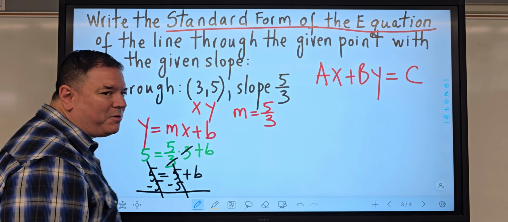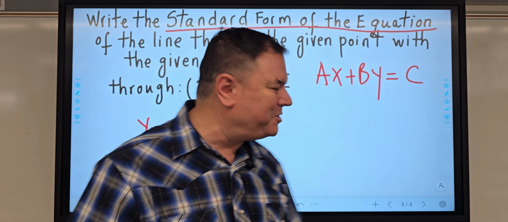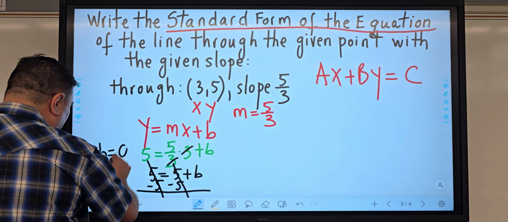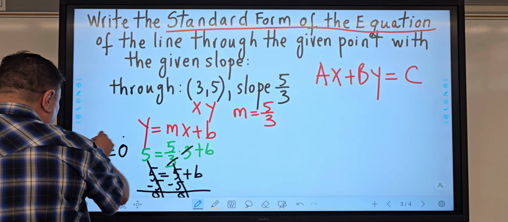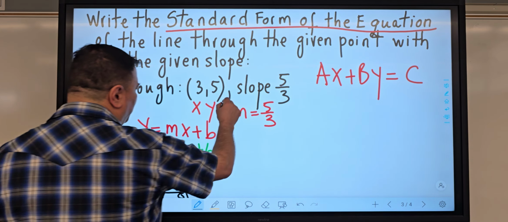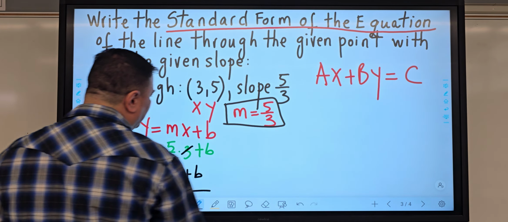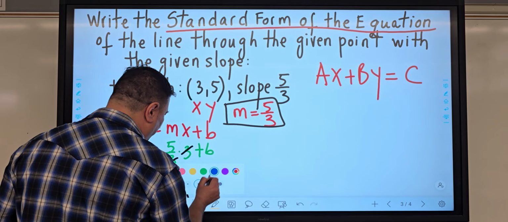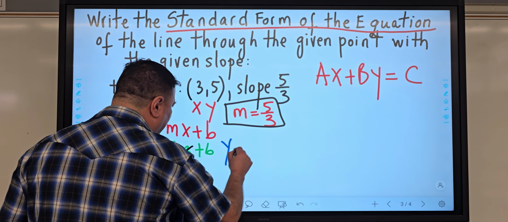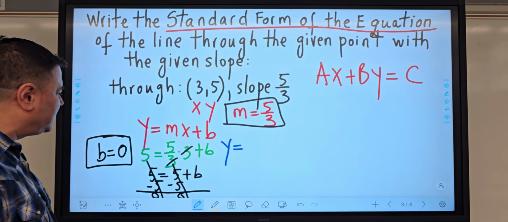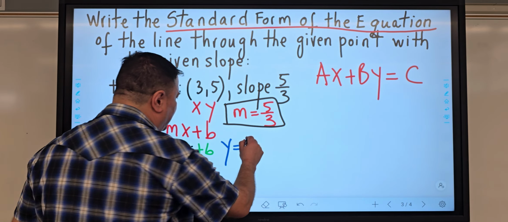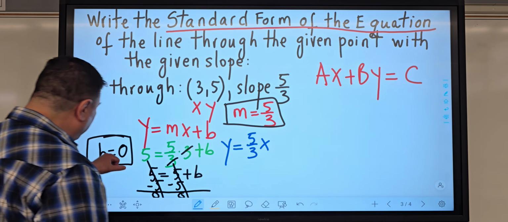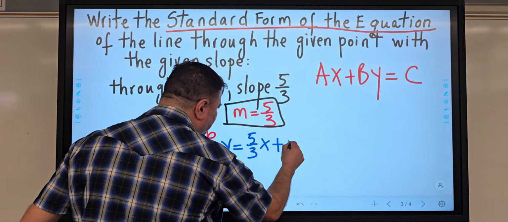Wow, both of them are simplifying, and we get b equals 0. So our b equals 0. Everything here turns into 0. So we got the b, we also have the m, and now we can rewrite our equation. Let's rewrite our equation. So we have y, remember, keep the y and keep the x. y equals mx, m is 5 over 3x. And the b is 0 plus 0.